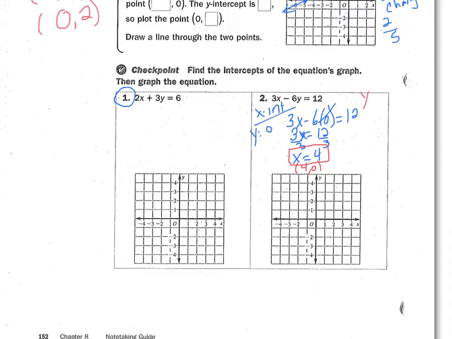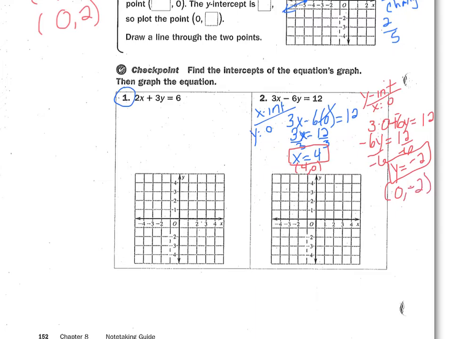Let's find the Y-intercept. We plug in X equals 0. These are little reminders I make to myself. So 3 times 0 minus 6y equals 12. Well, keep change opposite. It's -6y equals 12. Divide both sides by -6. So y equals -2. Okay, there's my Y-intercept, and I'm going to make the ordered pair 0, -2, and just plot them.